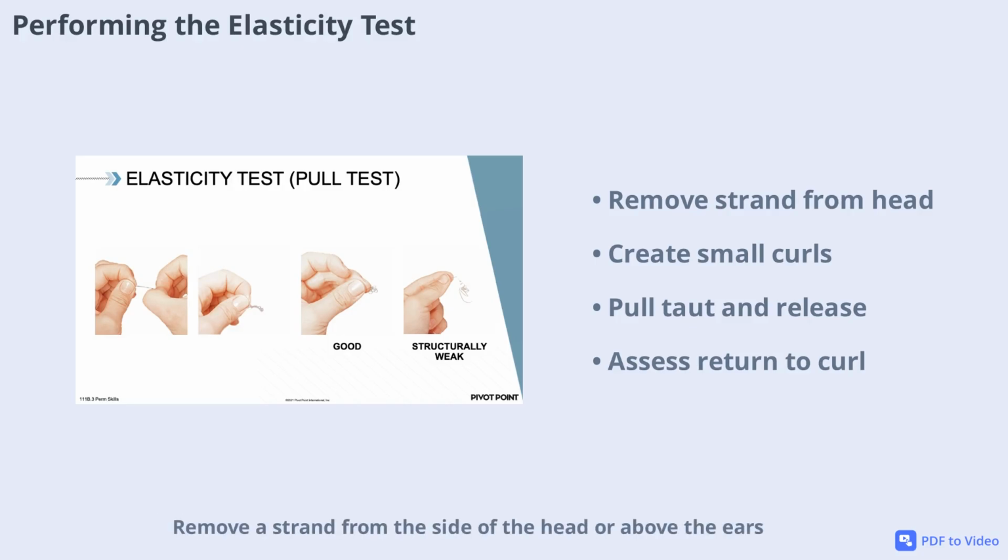To check the structural strength of hair, perform the elasticity test. Remove a strand from the side of the head or above the ears, hold it between your thumb and forefinger and run your thumbnail and index finger rapidly along its length to create small curls. Gently pull the hair taut for 10 seconds and release. If the hair returns to its curl pattern, it's strong. If it returns only halfway or less, it needs reconditioning before perming.